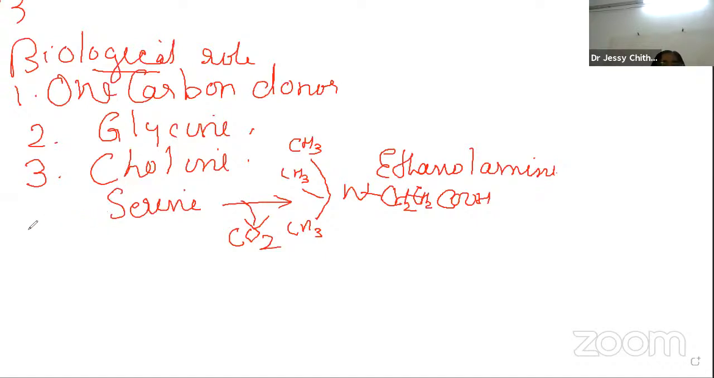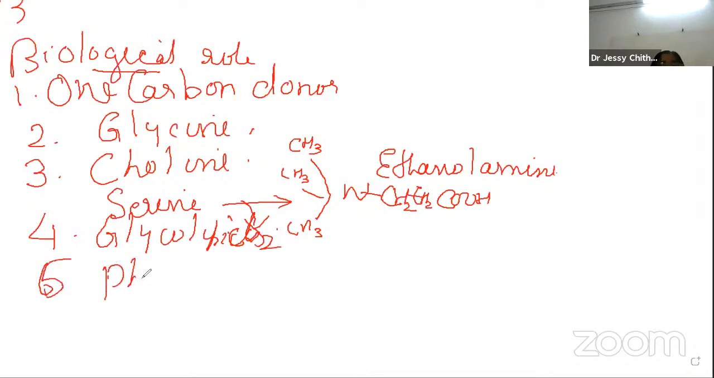And other important roles of serine are, it is used for the synthesis of glycolipid. It is used for the synthesis of phospholipid. And serine is also an important component of protein.